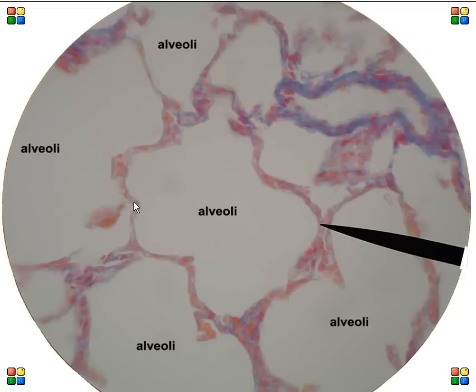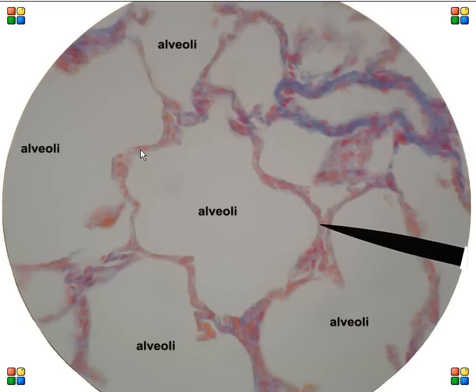Notice in the wall that it's a little bit red in appearance. That's because there's blood cells in here. These are capillaries in the wall. Those capillaries, of course, are carrying blood and exchanging blood gases with the air that's inside of the alveoli. Oxygen diffuses from the alveoli where it's at higher partial pressure. It diffuses into the bloodstream where oxygen is at lower partial pressure.